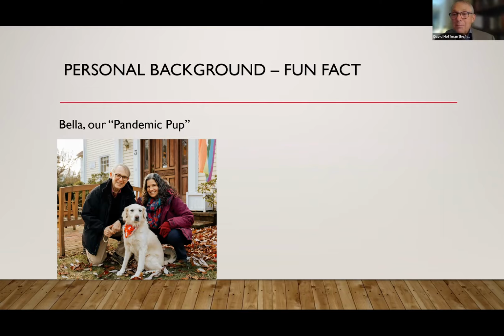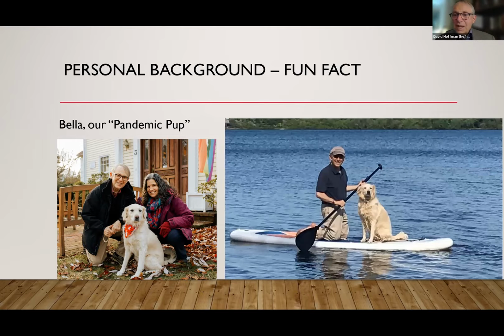And our pandemic pup, whom we adopted from Serbia, of all places, where they have an abundance of dogs needing homes. And that's Bella and me on a paddleboard. She really likes going around the pond in Eastham, where we love to paddleboard together. Go figure, because she doesn't like to swim, and even though she's a golden retriever, she doesn't like to retrieve either. But paddleboards, she likes.